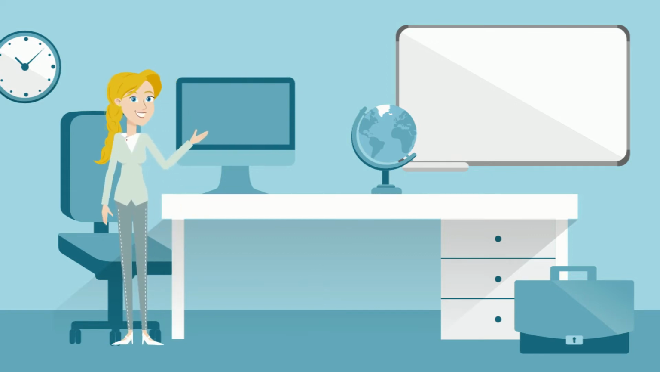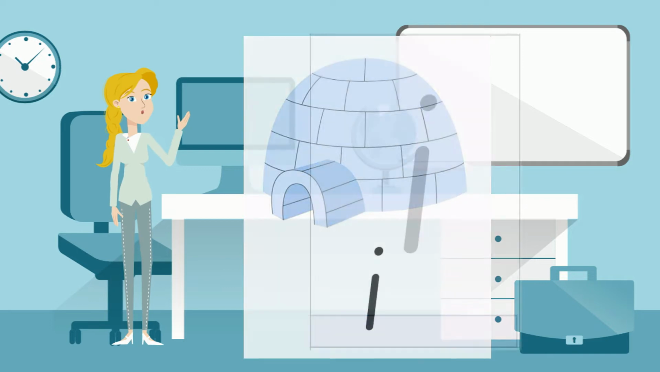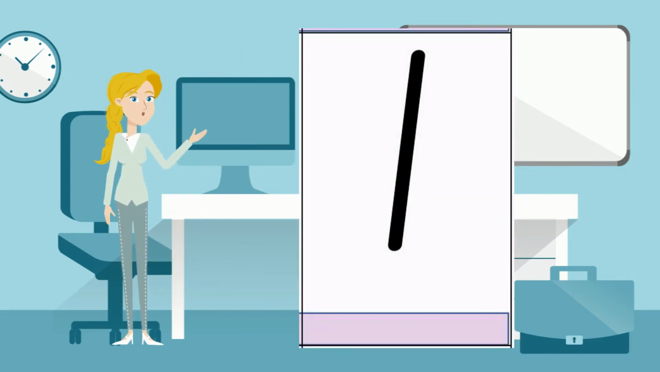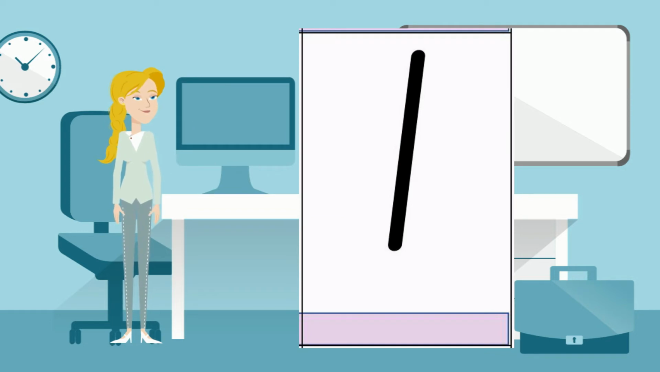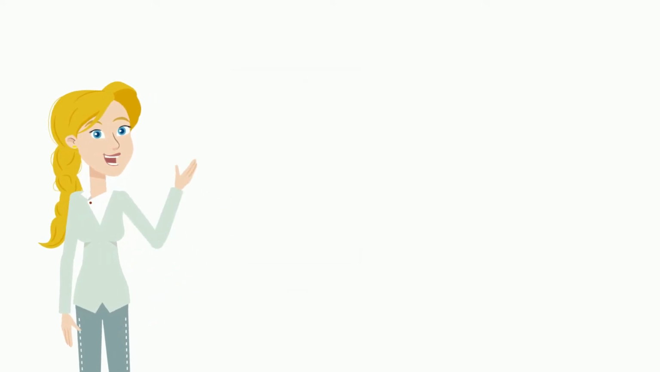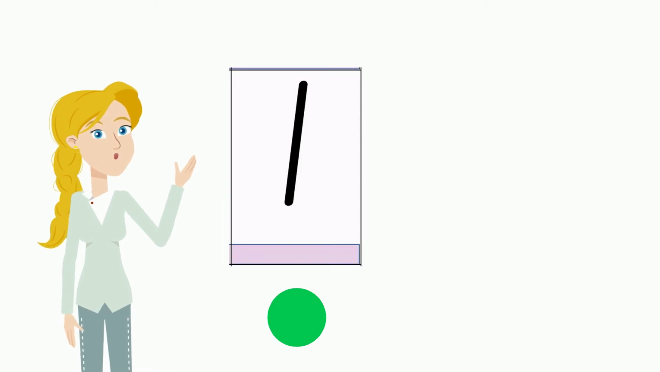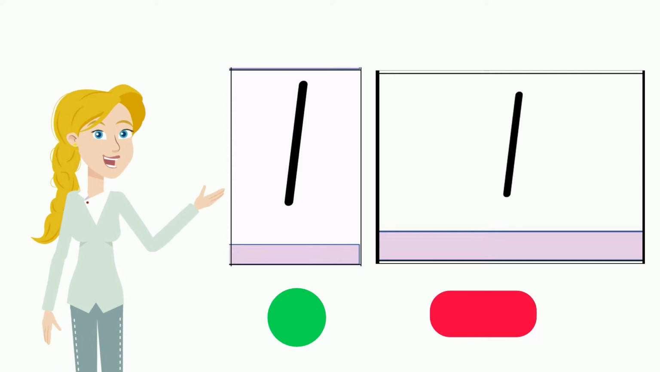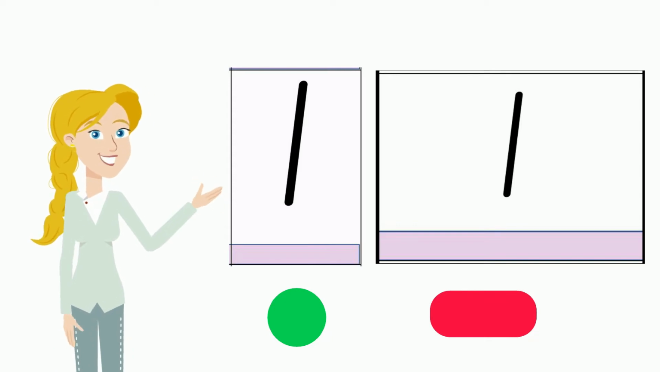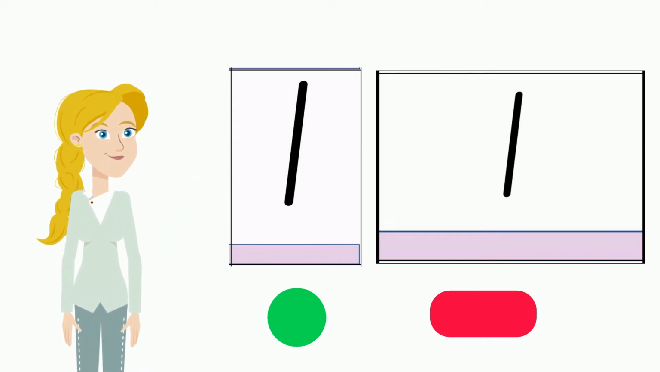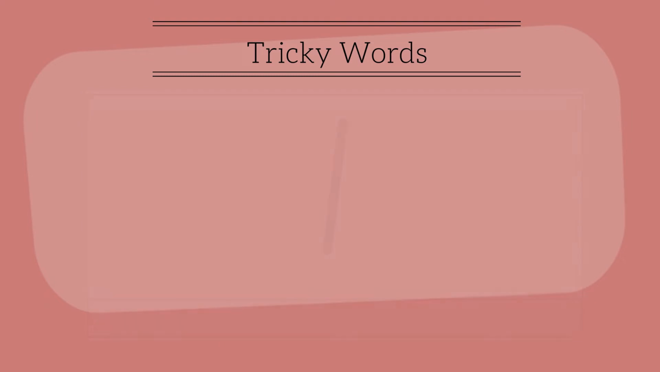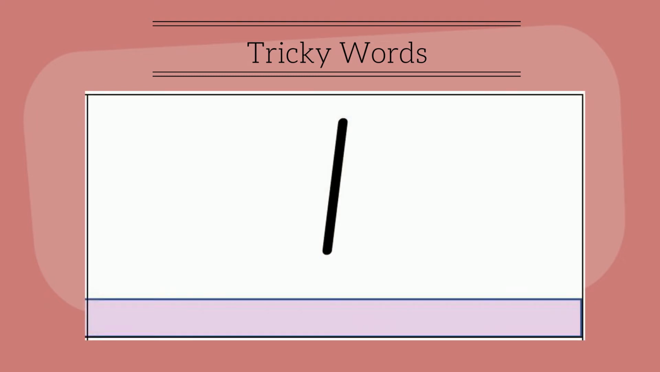Our new sound I can be represented by the lowercase letter i and the capital letter I. The capital letter I represents the sound I, but it also represents a whole word. The word is I. Read your tricky words. I.